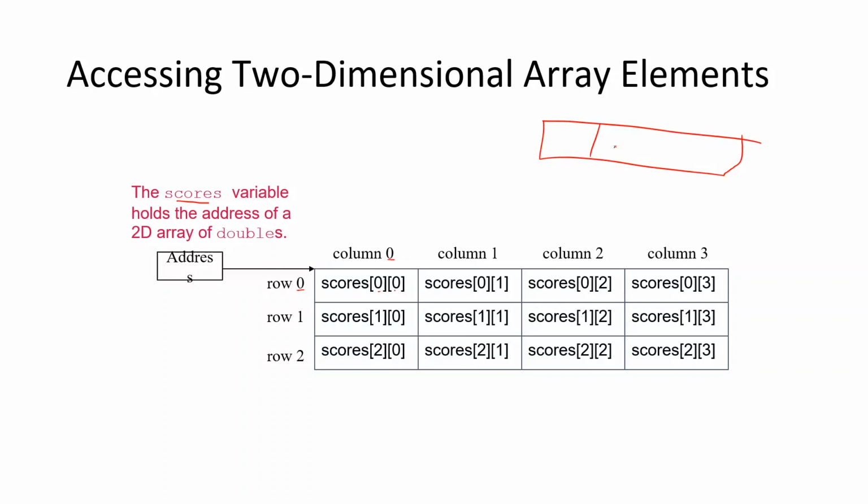As opposed to having something like this, x is equal 0, 1, 2, 3, and you could say x of 0, right? Or x of 3. Here you have to have two of these. So it would be scores and the two indices to give you the exact location of the grid or the array element you're talking about.